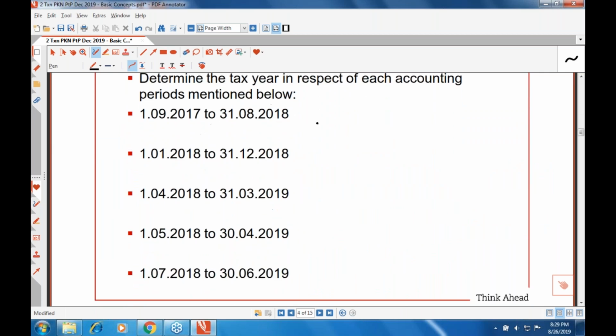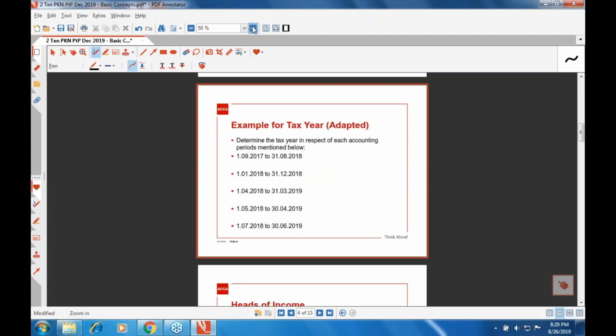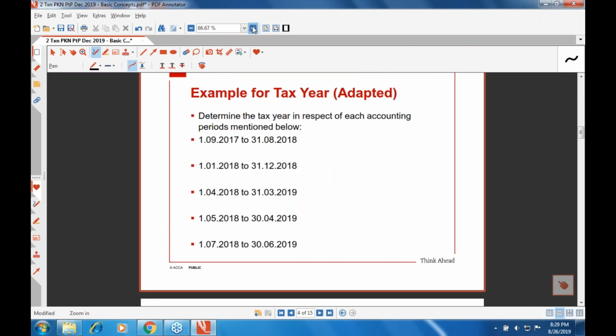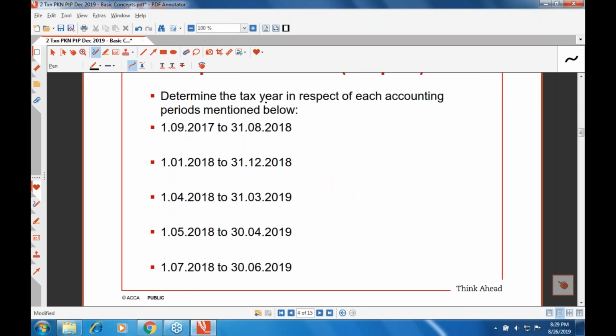So here are a few examples pertaining to the tax year. What I would want to do is that I would appreciate if you people can attempt these examples, and you write down the relevant tax period.